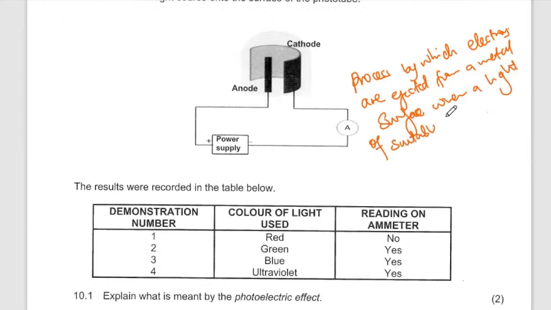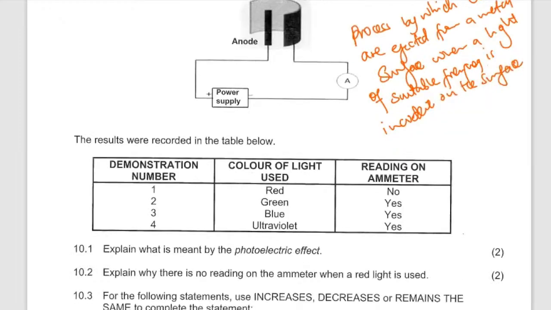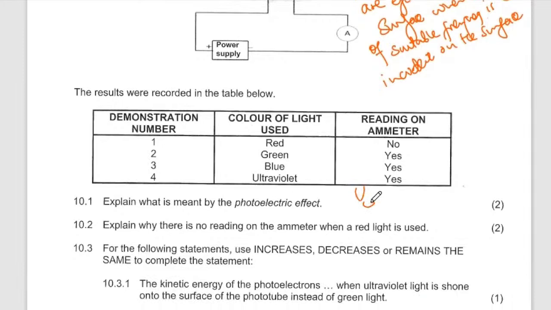And a suitable frequency is incident on the surface. So in other words, you first shine the light on the surface, and then electrons will come off, but the light has to have sufficient energy.